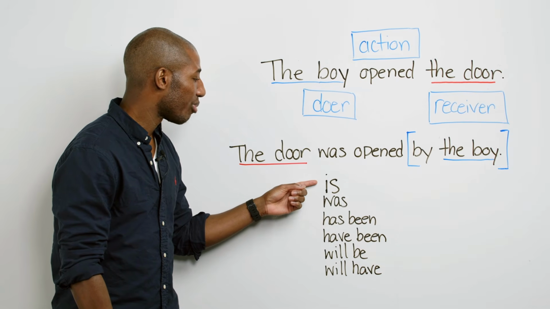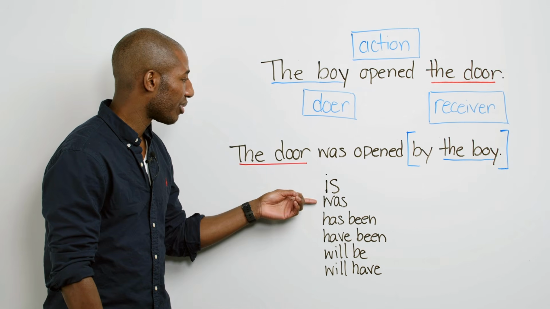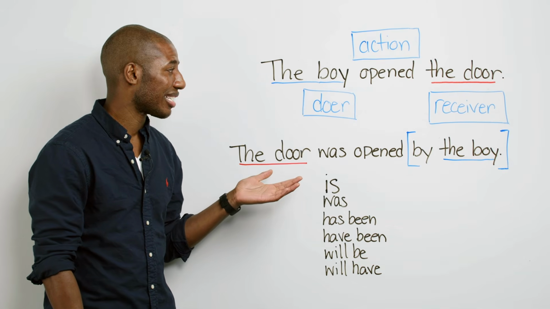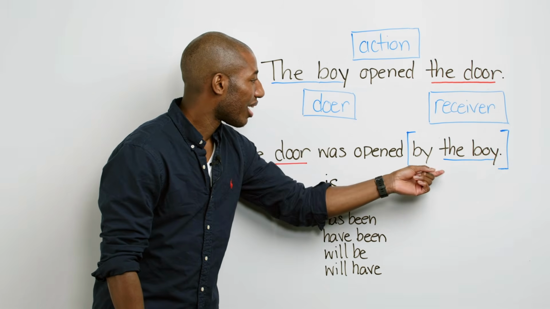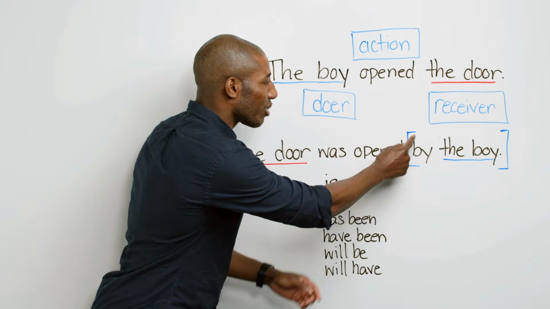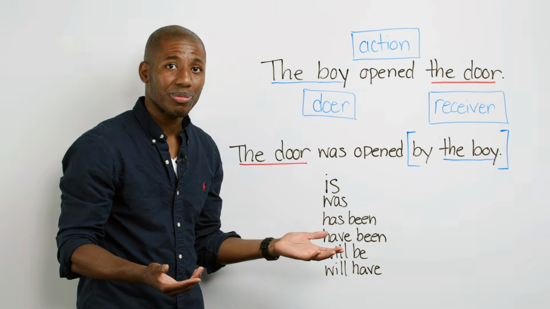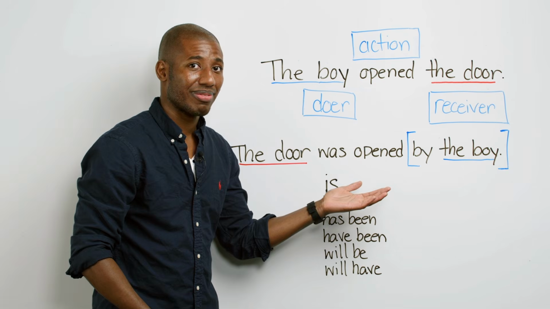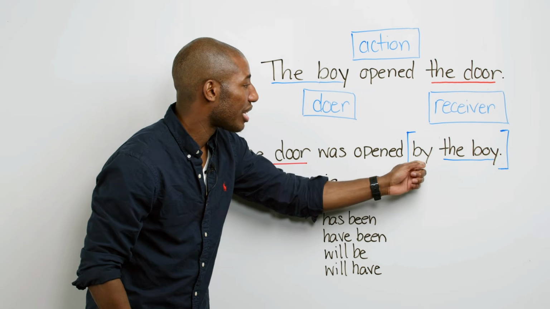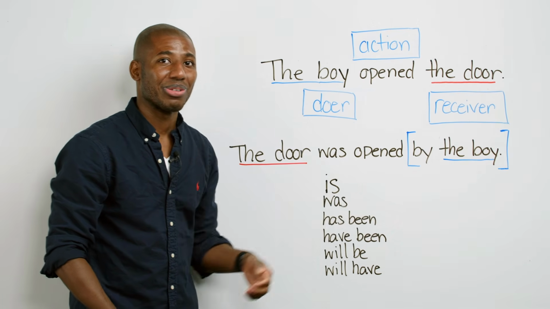Now, it could also be these to be verbs as well, but we're going to use was, and this will change depending on the tense that we're using in our sentence. We also have the door being opened by the boy. Now, the reason why we have it in brackets is because sometimes we don't need to know who is the doer. In this sentence, the boy is the doer, and this by helps us understand that it is the boy who is opening the door.